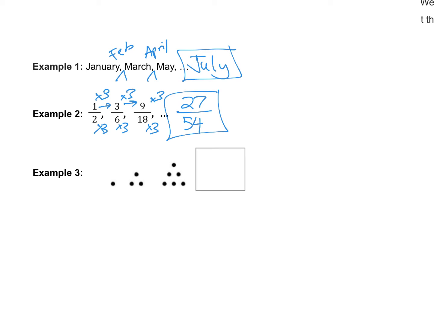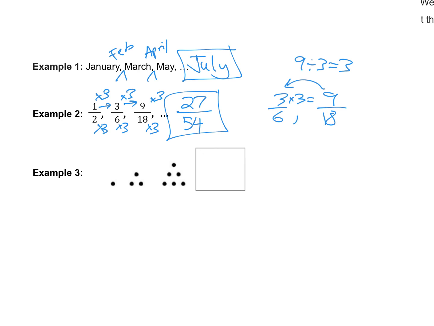One trick, if you're not sure what to multiply by to get to the next term, you can always divide by the previous term. So if you do 9 divided by 3, you get 3. So that shows that you're multiplying by 3 to get the next one.